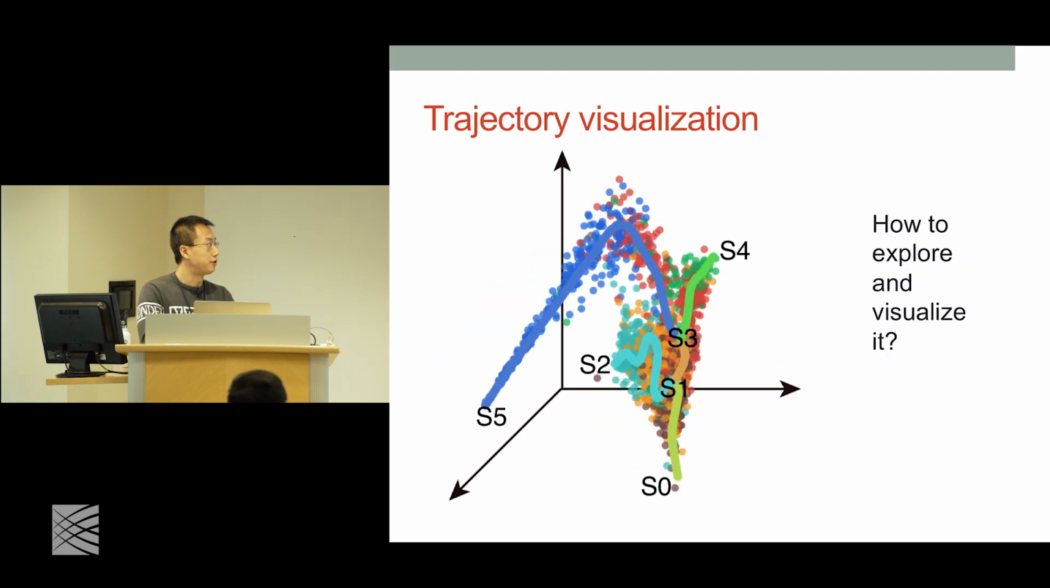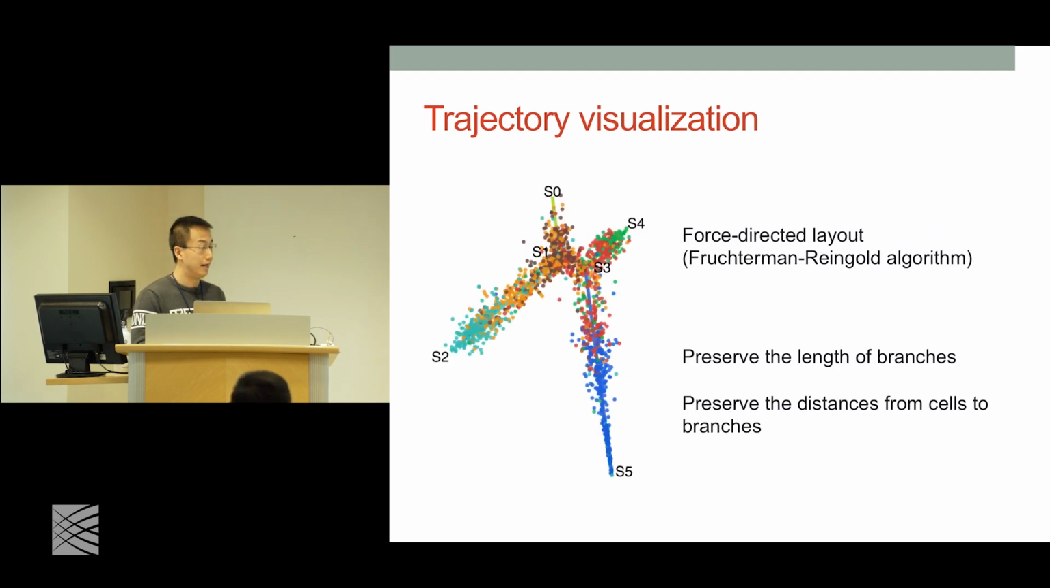First of all, we do the force-directed layout, but here we preserve two pieces of important information. One is we preserve the length of the branches. Here, the length of the branches is the same as the length of the curve, and we also preserve the distance from the cell to the branches. So this can give us some confidence on the assignment of all of the cells. If one cell is super far from the branch, we will probably say, oh, maybe this assignment is not that accurate.